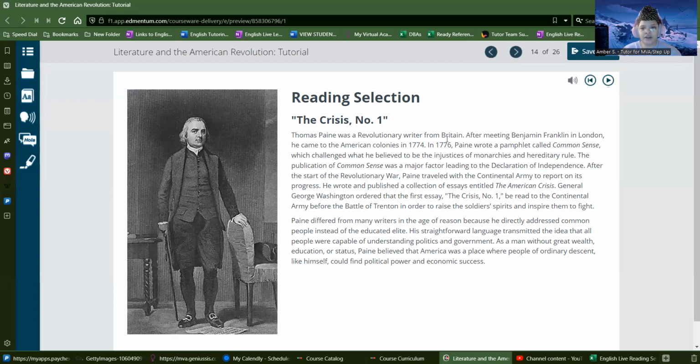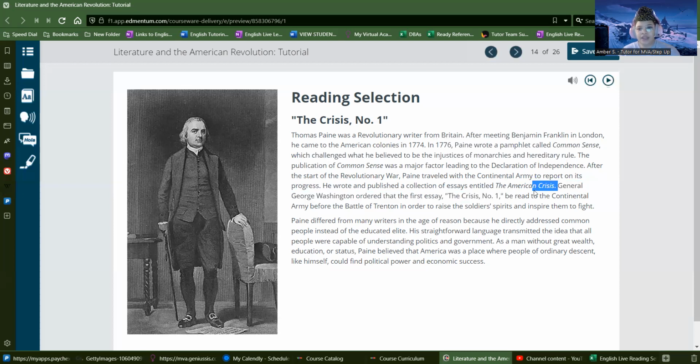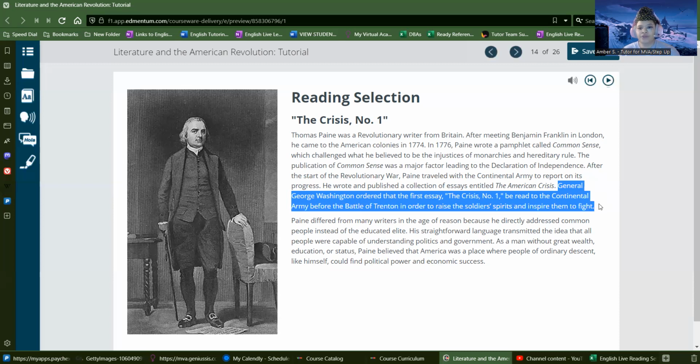And just moving down a little bit more, General George Washington ordered that he write the essay, The Crisis Number One. I'm sorry, that his first essay in The American Crisis. This was another thing that Thomas Paine wrote. General George Washington ordered that it be read to the Continental Army before the Battle of Trenton to raise the soldiers' spirits and inspire them to fight.